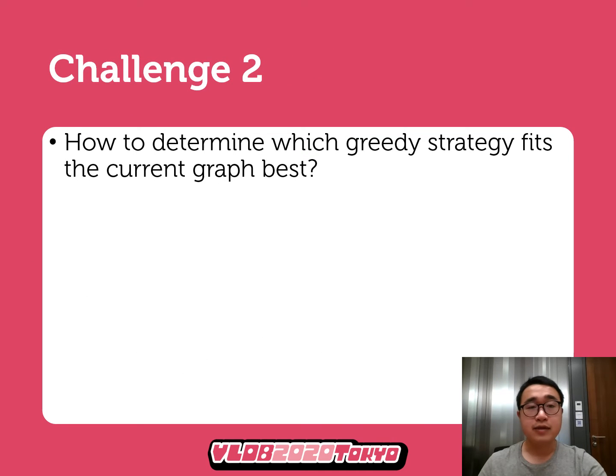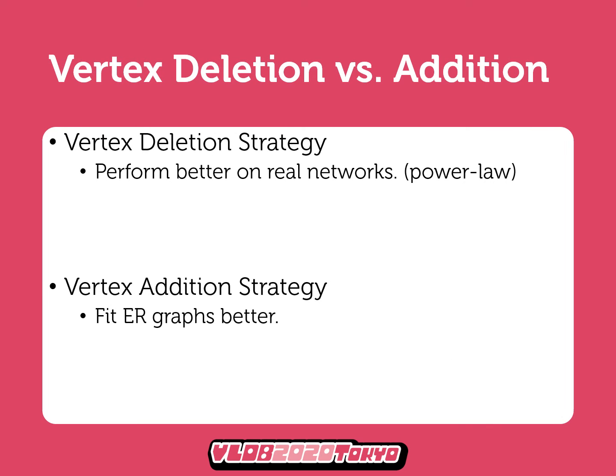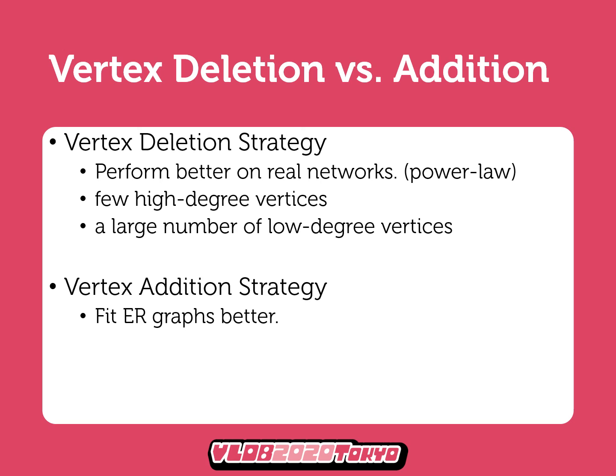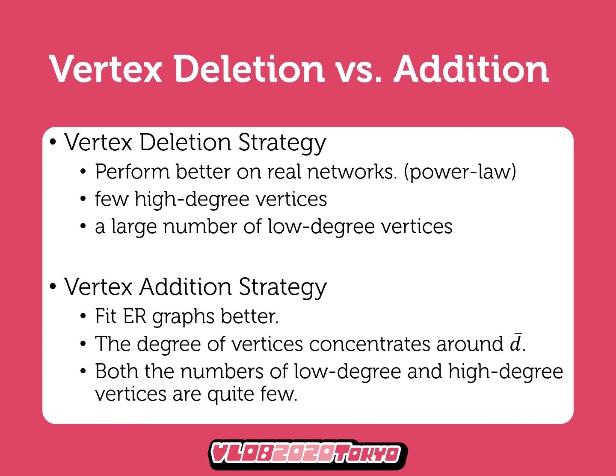The second challenge is how to determine which greedy strategy fits the current graph best. Actually, vertex deletion strategy performs better on real networks, and the vertex addition strategy fits ER graphs better. In real networks, there are few high-degree vertices, but a large number of low-degree vertices. In ER graphs, the degree of vertices concentrates around the average degree. Both the numbers of low-degree and high-degree vertices are quite few.